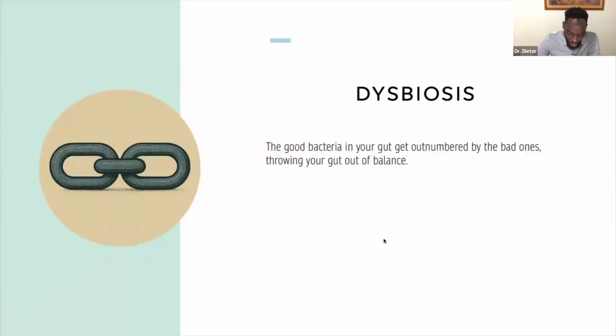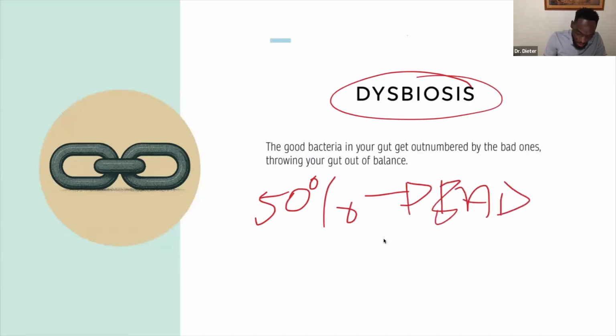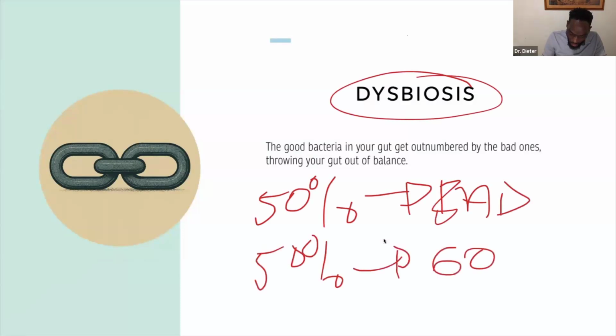What then is microbiome dysfunction or dysbiosis? You see, these organisms, these bacteria that live in our gut, live in a 50-50% population. They're 50% bad bacteria and they're 50% good bacteria. Okay, they balance each other out.